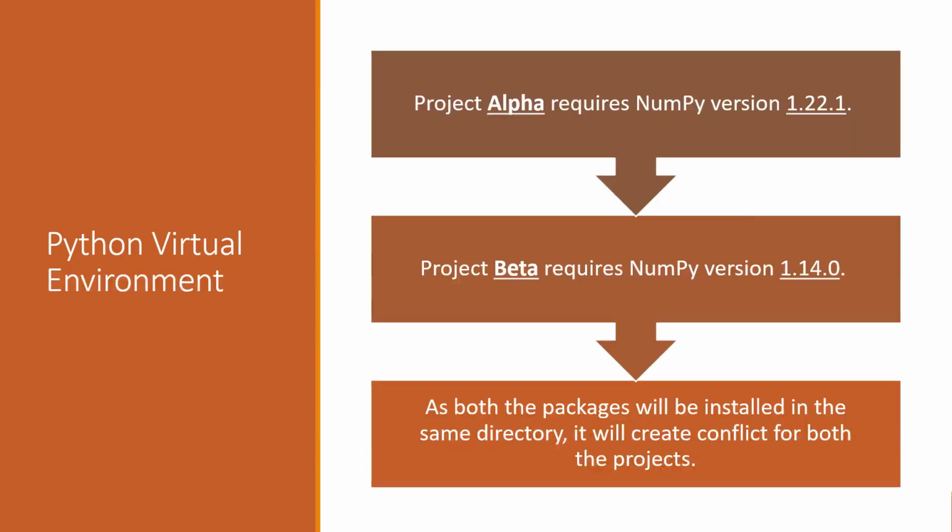So by creating a virtual environment, what we can do is create a virtual environment for project alpha and then install NumPy in it, and then we can also create a virtual environment for project beta and install this specific version in it. And as the virtual environment created for alpha will be isolated from this environment, there will be no conflict.